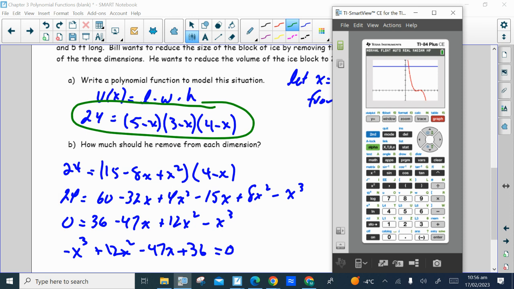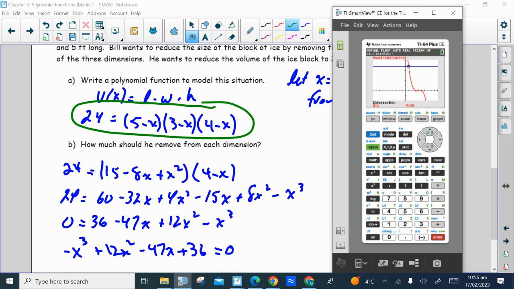So there it is. That's what that graph looks like. It has 3 x-intercepts, but it's where the two graphs intersect that we really care about. Second function trace, number 5 for intersect, enter, enter, enter. It intersects at x equals 1, so that is our answer.